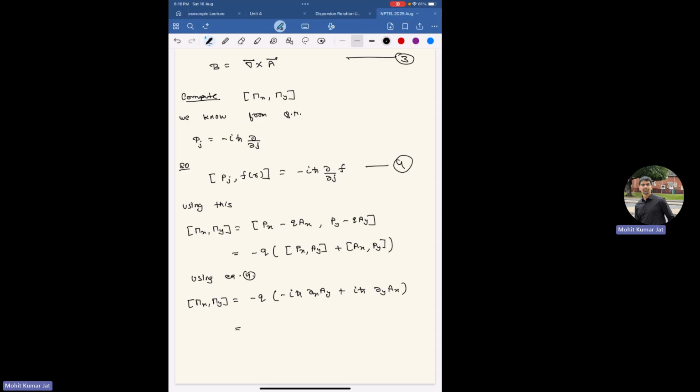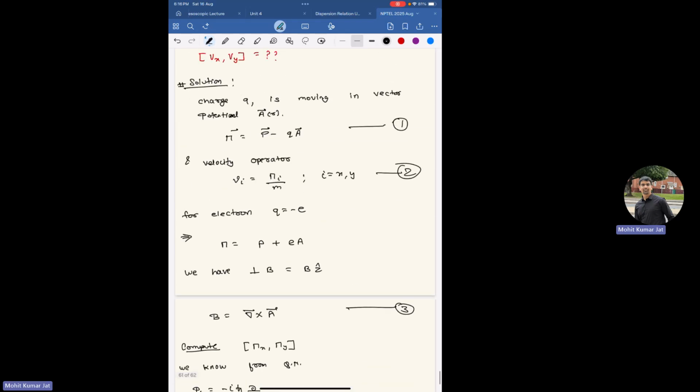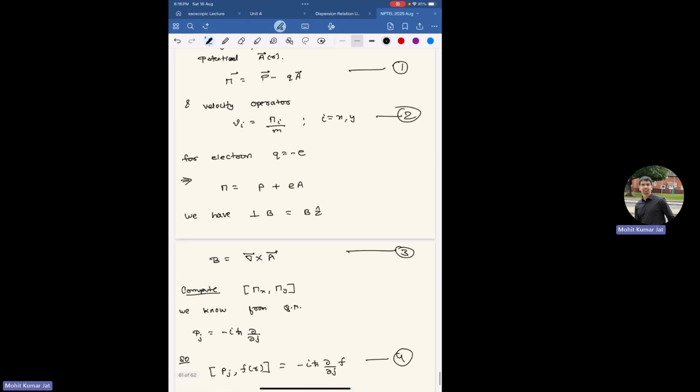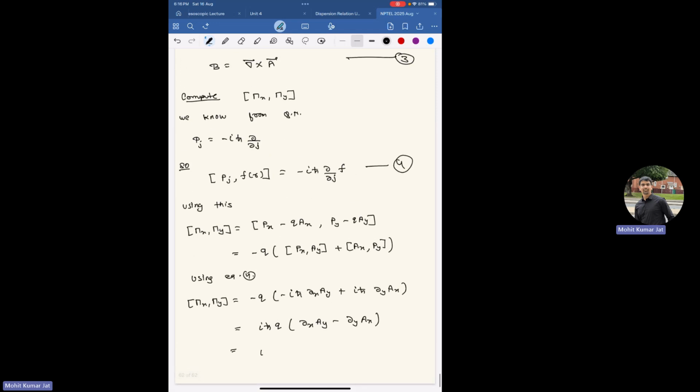And if you just do a bit of math and rearrange the terms, what you will get will be ∂x Ay minus ∂y Ax. And if I ask you what it is, you will straightforwardly say, okay, let me look at equation number 3. So it is nothing but i h bar q times curl of A, right? And we know from equation 3 that curl of A is B, essentially i h bar q B.